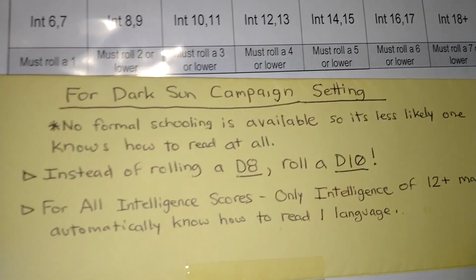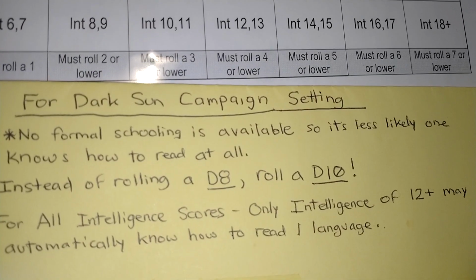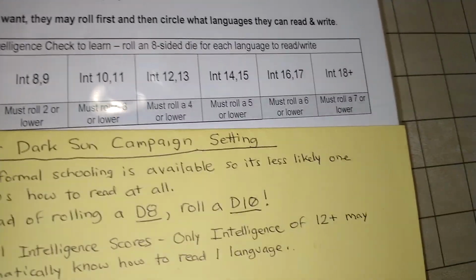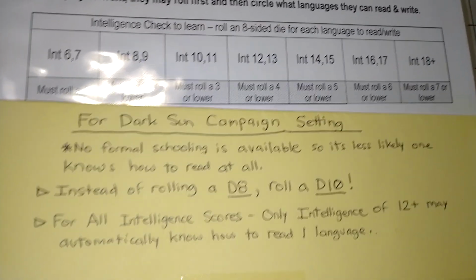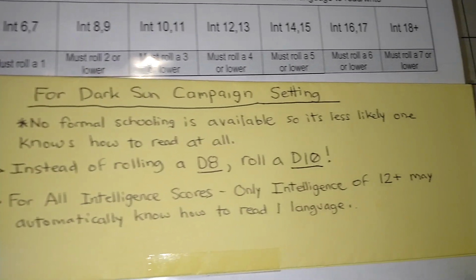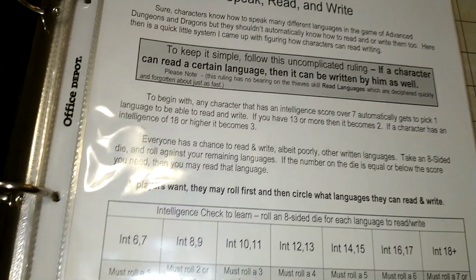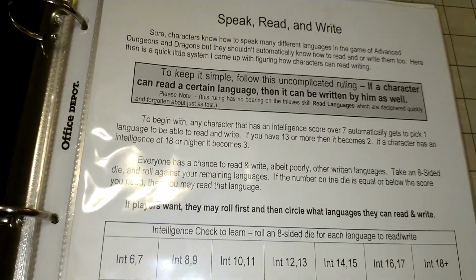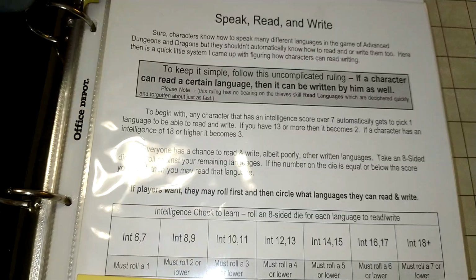I only say this because it's sort of like an ignorant age. For the Dark Sun campaign setting, no formal schooling is available in that world, so it's less likely one knows how to read at all. Instead of rolling a d8, roll a d10. For all intelligence scores, only an intelligence of 12 plus may automatically know how to read one language. Again, you can have scores up to 20 in that game system. You roll 5d4 to get your scores for Dark Sun. So things are a little bit different in that campaign, in that game.